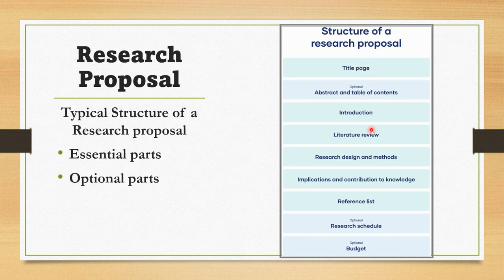Introduction is mandatory. Literature review of the previous literature is mandatory. Research design and methodology of research accomplishment is necessary. Implication and contribution mean what is the new idea, what is the novelty of your research. You will mention this in your research proposal, and at last you will write the reference list. So you can say that there are six essential parts of a research proposal that we have to write for any project.